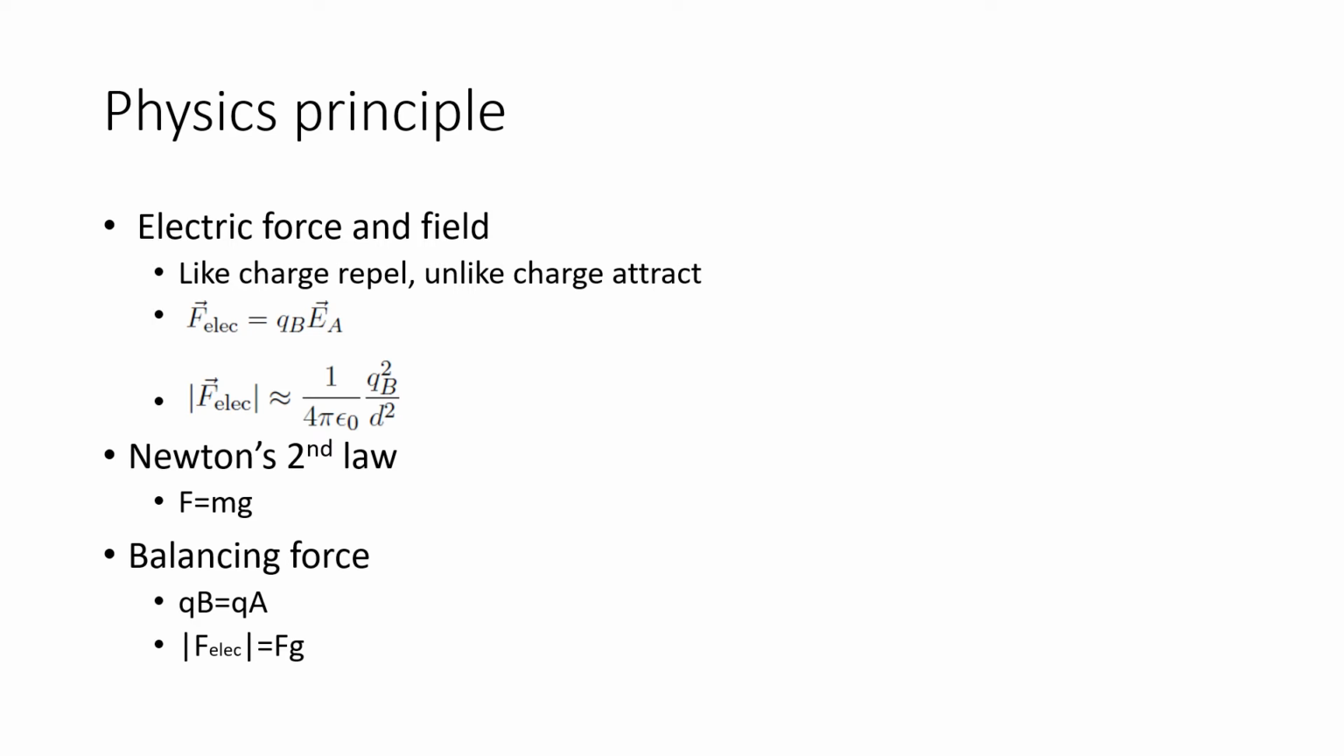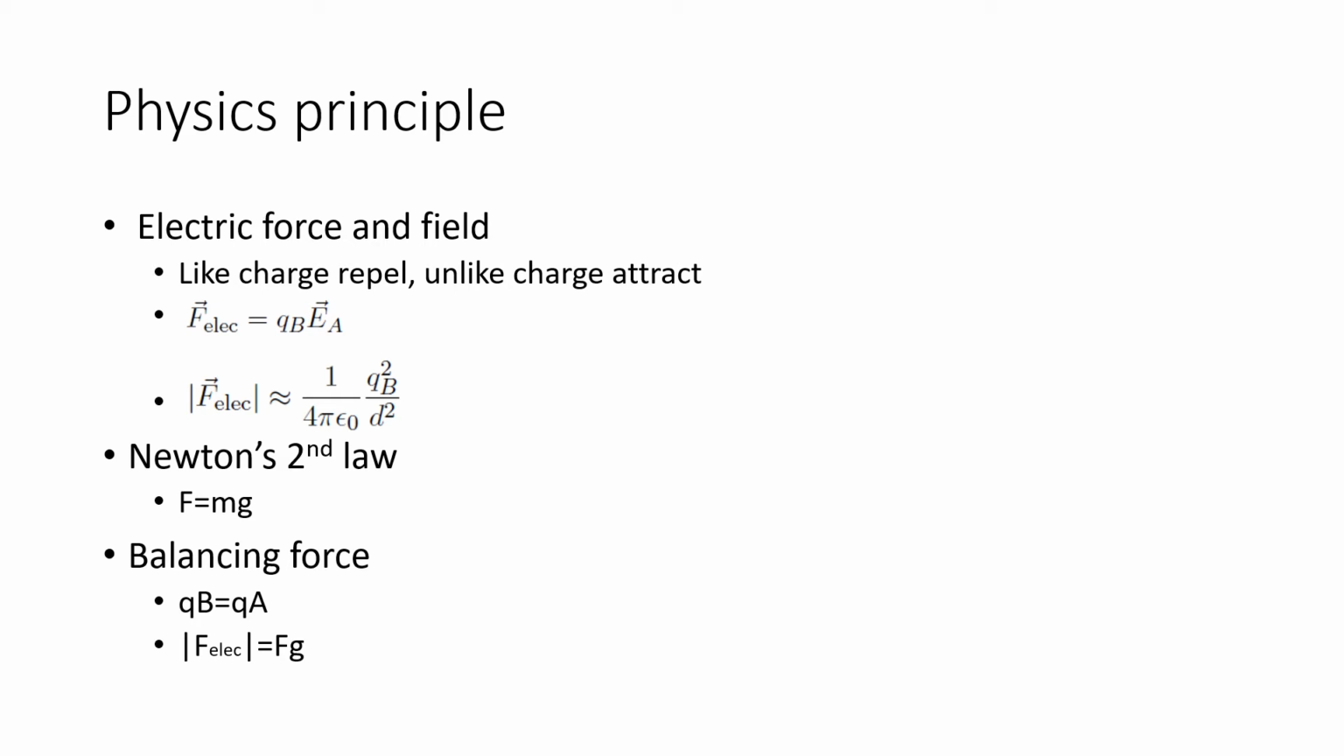The physics principles that are present in this lab can be divided into three main categories. First is the electric force and field category, and then Newton's second law, and then the balancing force. So under the electric force and field category, there is like charges repel and unlike charges attract. As mentioned before, we will use this principle to determine the sign of the charge on the clear tape.